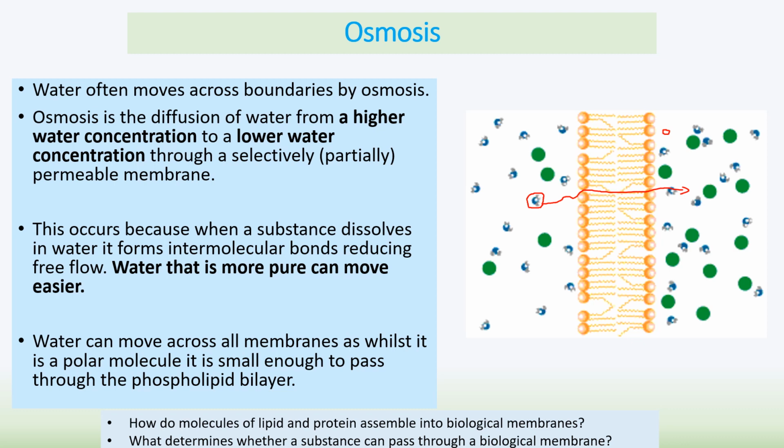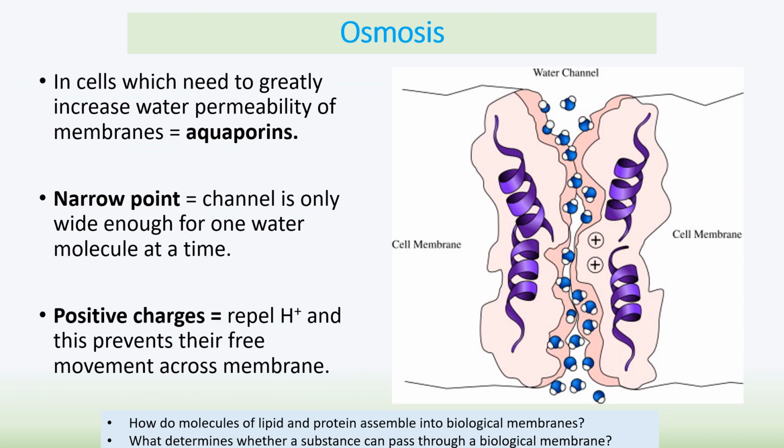The water molecule will have glucose sort of surrounding it like this. It will then be too big to move through this membrane here. So if you've got lots of water on one side, it will tend to move through the membrane to the other side because it is free to move through, whereas the dissolved solute isn't as much. Water can move through all membranes, even though it's polar, because it's small enough to pass through the phospholipid bilayer.